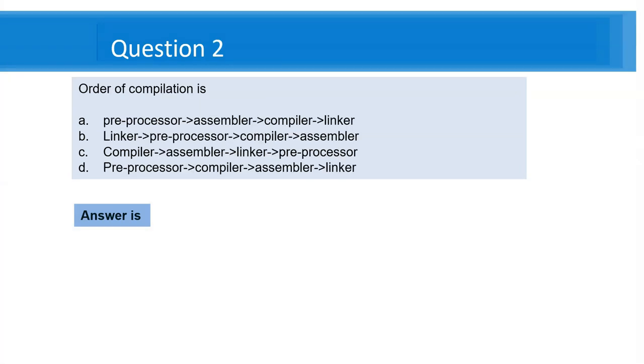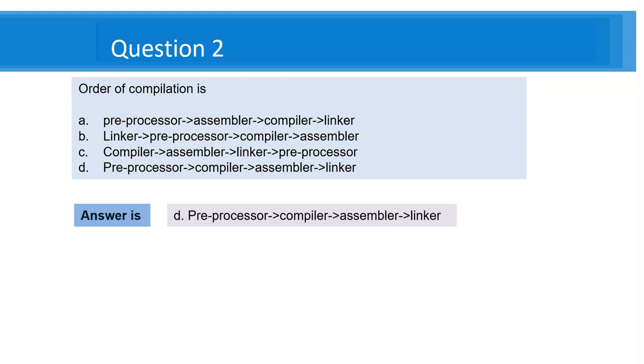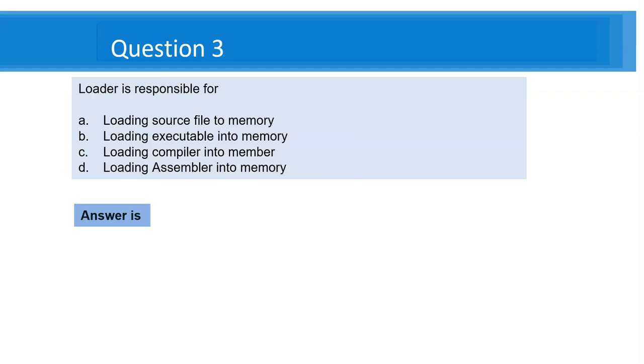The order of compilation is: preprocessor, assembler, compiler, linker; or linker, preprocessor, compiler, assembler; or compiler, assembler, linker, preprocessor; or preprocessor, compiler, assembler, linker. You can choose the option. You can pause the video. Okay, we can get to the answer now. The answer is D, preprocessor, compiler, assembler, linker. Again, when we discuss the video in detail, you will understand what it is.